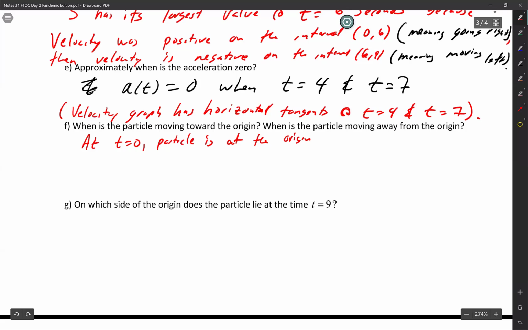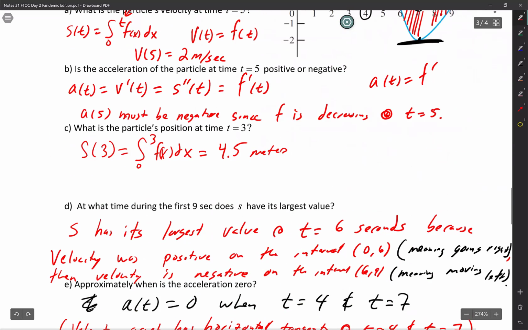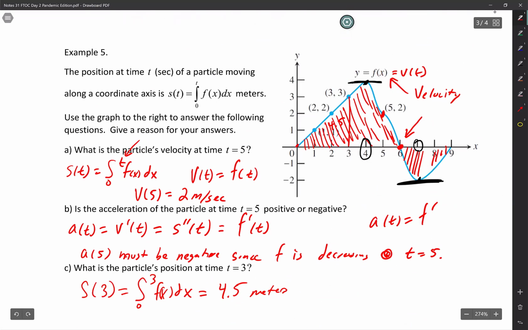How do we know that? We know that because the integral starts at 0 to t of f of t dt, and if you plug in a time of 0, you get 0. 0 to 0, you haven't moved. Does that make sense? Okay. So you start right off the bat moving to the right because the velocity is positive. So we're moving to the right, moving to the right. If you're moving to the right, doesn't that mean you're moving away from the origin?